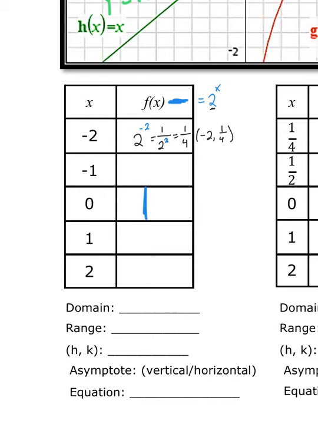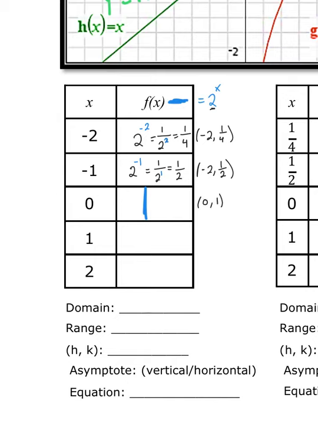On the next one, I'm going to keep the base of 2 the same, and I'm going to replace the x with -1. So this would become 1 over 2 to the first power. Any number to the first power is itself, so this would just be 1 over 2. So this point would be -1, 1/2. The next one, we already said that that was equal to 1, so this point would be 0, 1.